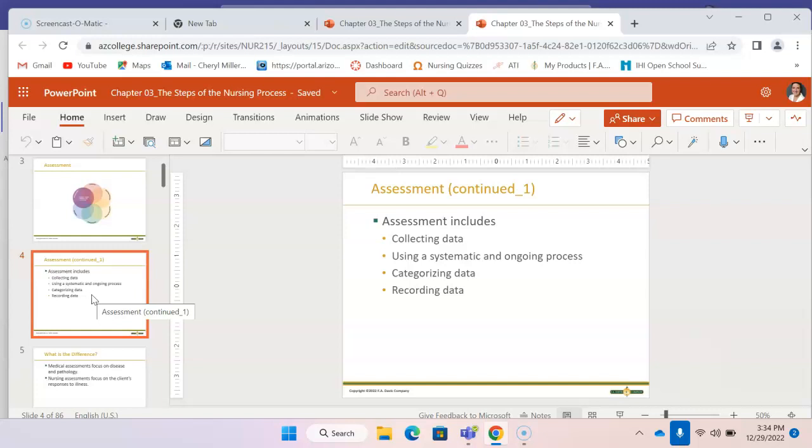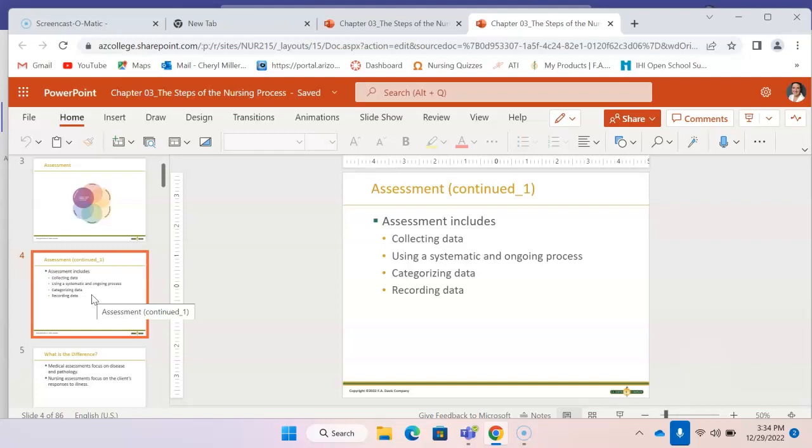Okay, my patient's in with pneumonia. Do I expect his O2 sat to be 96? Yeah, he has a disease process. What I don't expect when I go in the room is an O2 sat of 88. 88 would be, oh my gosh, something's gone wrong, okay? So using that assessment that you have, you categorize that data, then you record that data.